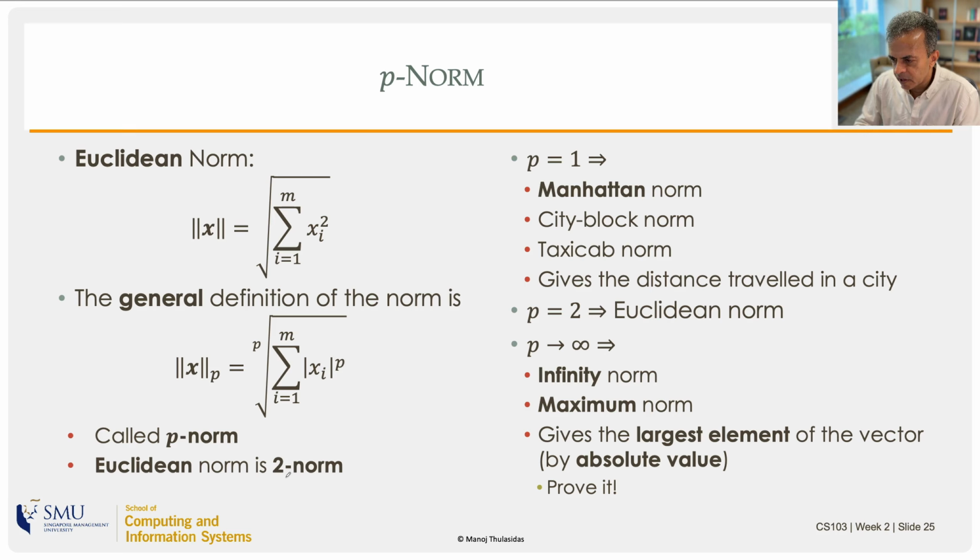Then when P equal to infinity, that is called the infinity norm, and that turns out to be the maximum value. I will ask you to prove this on your own. Well, I'm sure you will be able to do this. Just let P tend to infinity in this expression, and then you will see that it's actually going to pick out the largest value of the component, even when the components are repeated. So try proving it.